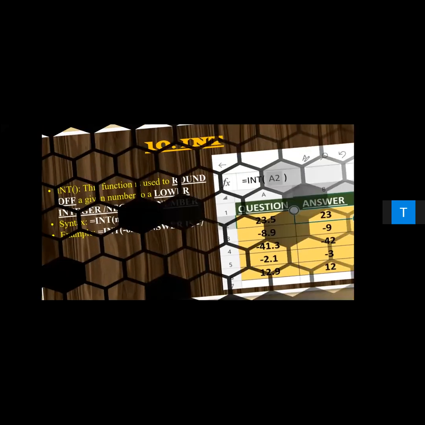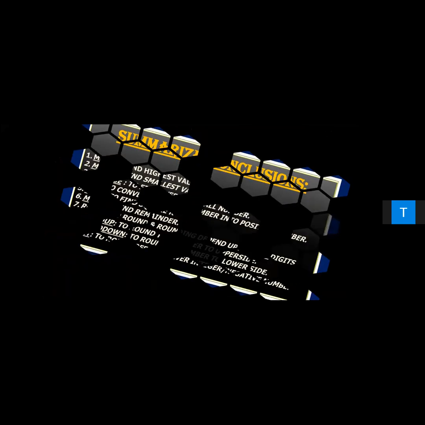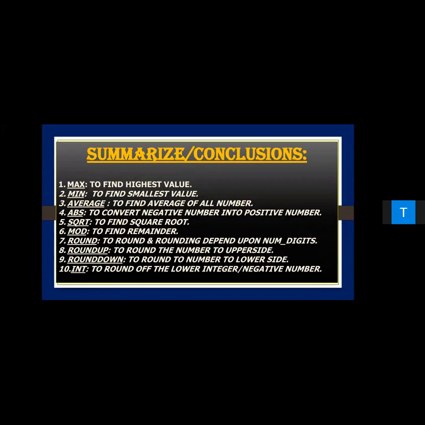Next is the summary and conclusion. MAX to find the highest value, MIN to find the smallest value, AVERAGE to find the average of all numbers, ABS to convert negative numbers into positive numbers, SQRT to find the square root, MOD to find the remainder, ROUND to round, and rounding depends on the num digit, ROUNDUP to round the number to the upper side, ROUNDDOWN to round the number to the lowest side, INT to round off to the lower integer.